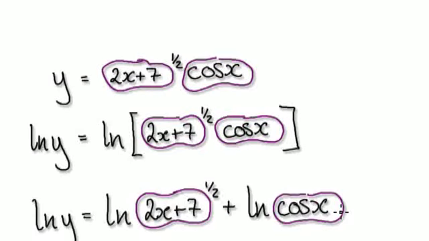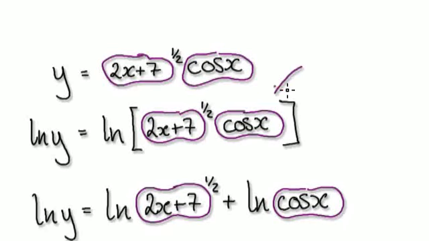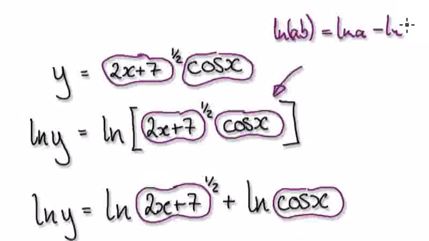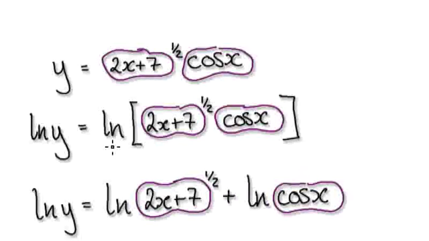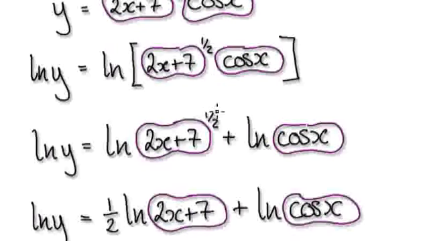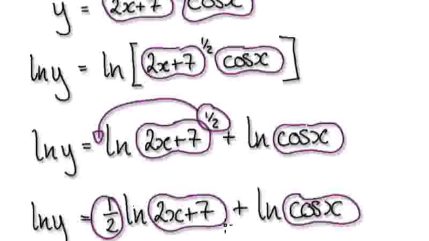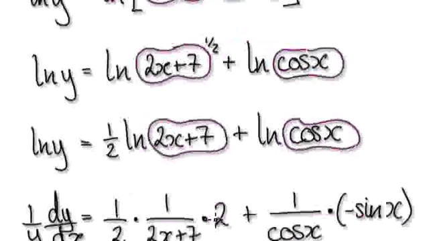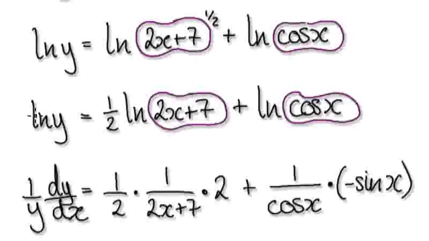Okay, and then when you're here, if you have the natural log of a times b, then that's the same as the natural log of a plus the natural log of b. Okay, so this is a plus. And when you're here, you can then move this down here, so that this is your half here, and then now use implicit differentiation.